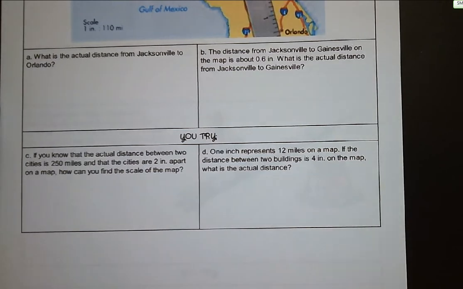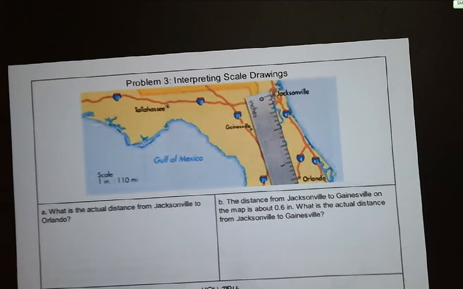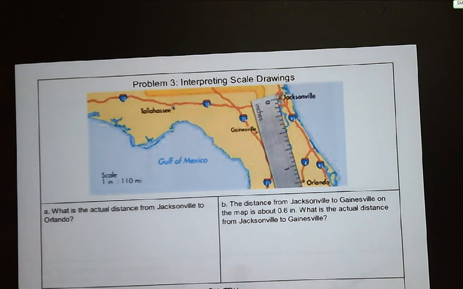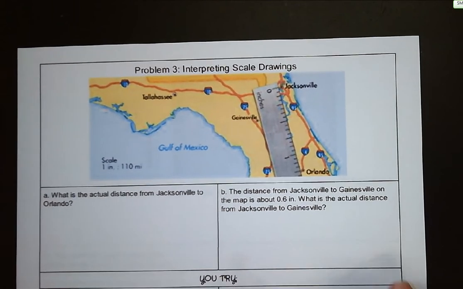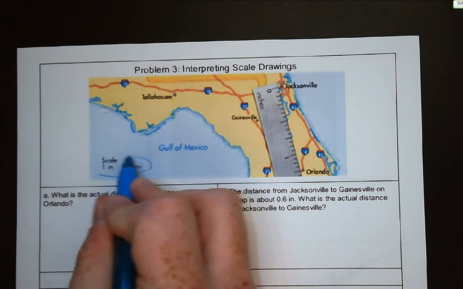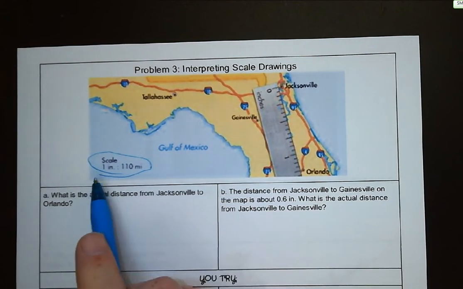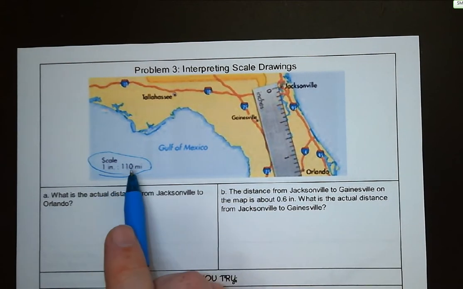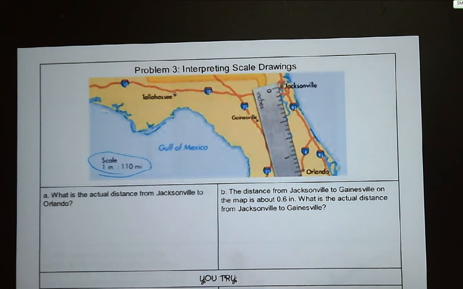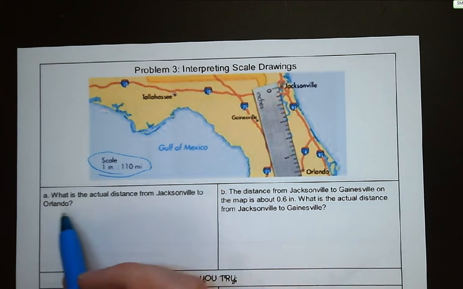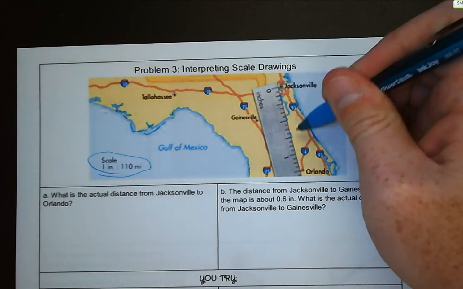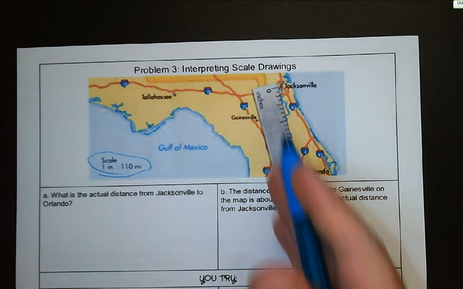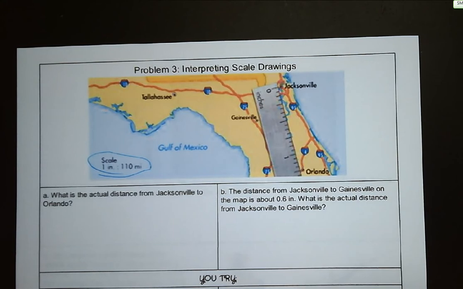Problem number 3 is talking about interpreting scale drawings. So we have a map here with a ruler on it, and we are showing that the scale of this map says that 1 inch on the map is equal to 110 miles in real life. And so our question A is asking us, what is the actual distance from Jacksonville up here to Orlando down here in a straight line, or as the crow flies, as they say. So I'm going to set that up.